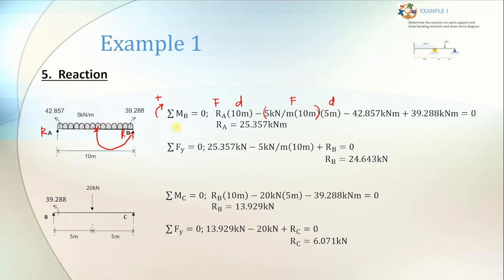Then we can do the force equation. So total force in the Y direction equal to 0. You have RA already, which is 25.357 here. Okay, minus with this one is RA. Go because this one is load, so it is going down. So going down minus 5 kilonewton per meter times 10 meter because it is UDL. So we need to multiply by the length, the total length of the load, because the load is 5 kilonewton per meter for 1 meter, but now your beam is 10 meter long, plus with the force which is RB.